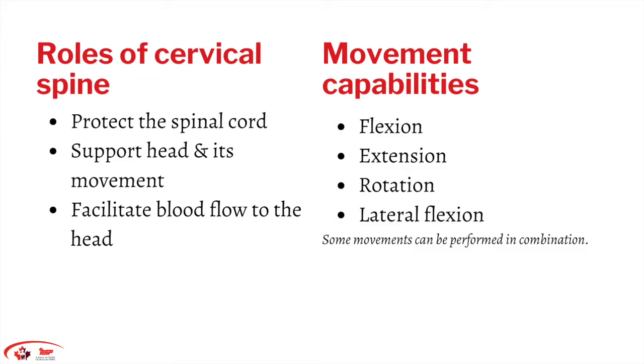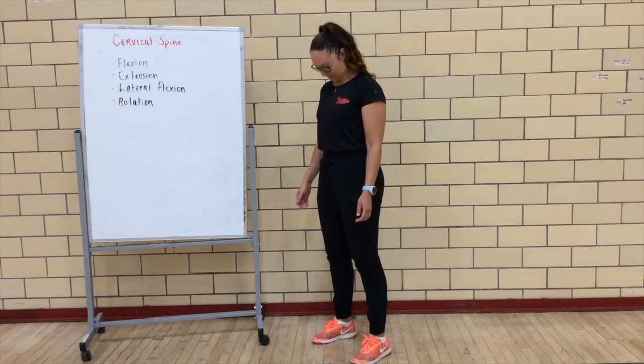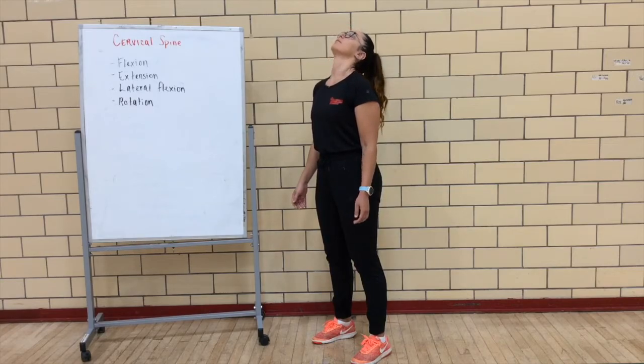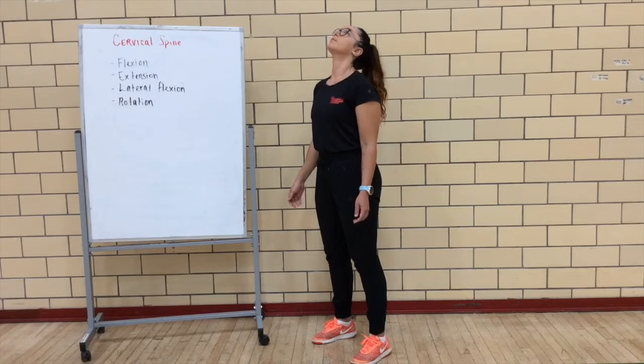In the video that follows, I'm going to show you a demonstration of what all of these movements look like in the cervical spine. First up, we have flexion. So I'm showing you 2 reps of each one. Flexion brings your chin to your chest. Next is extension, so being able to lift your chin up towards the ceiling.